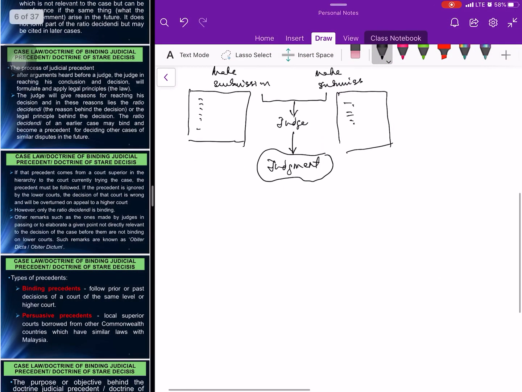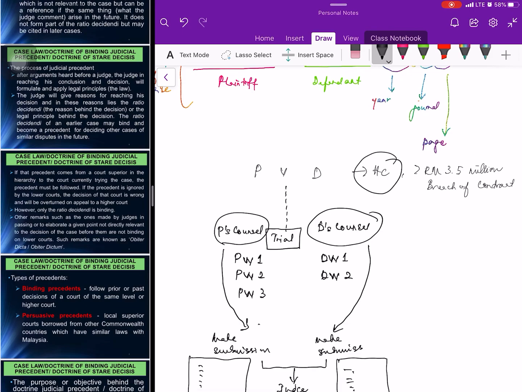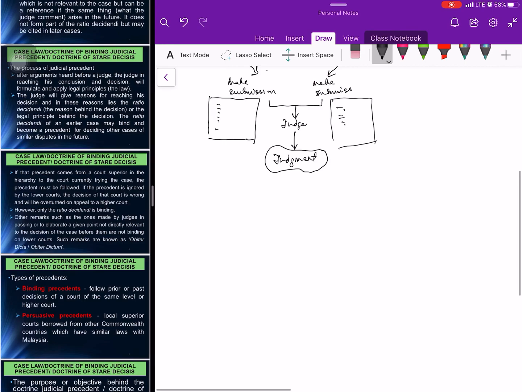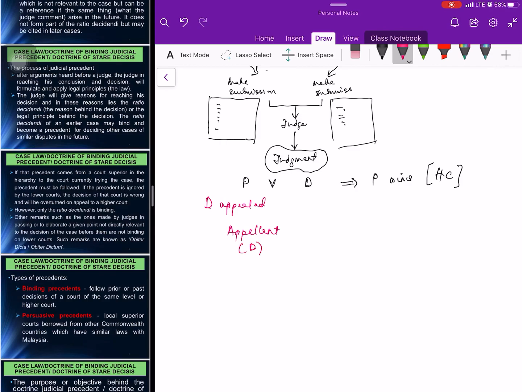Remember, just now this is a high court. Now assuming the plaintiff sues the defendant and the plaintiff wins, and then the defendant is not satisfied, the defendant can appeal. When he appeals, the defendant becomes the appellant, the original defendant, and the plaintiff becomes the respondent, the original plaintiff. At this stage, this is the court of appeal.